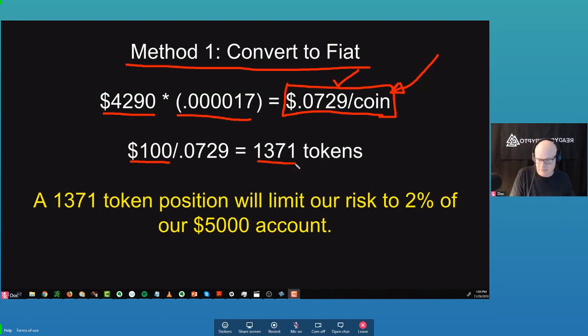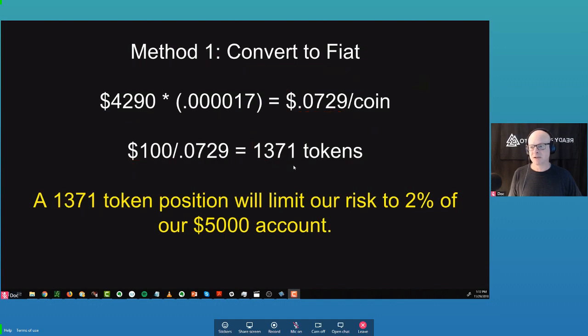So again, I'm going to have to transfer some Bitcoin over to my brokerage account to be able to buy this, right? Because I can't do this through USD, but I'm converting to fiat just to determine the answer for what is 2%, and that 2% value is 1371 tokens. A 1371 token position will limit our risk to 2% of our $5,000 account. Okay? Everybody with me so far? That's the fiat way to do it. That's not the only way to do it.